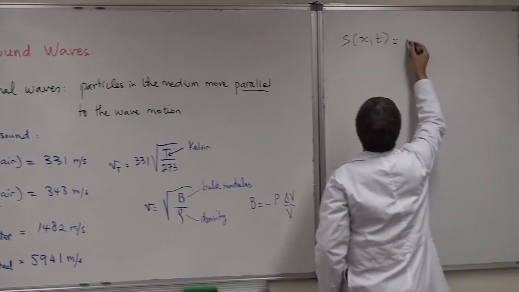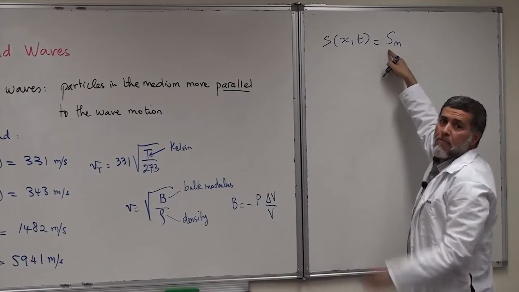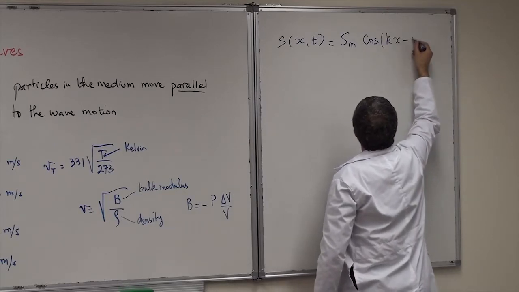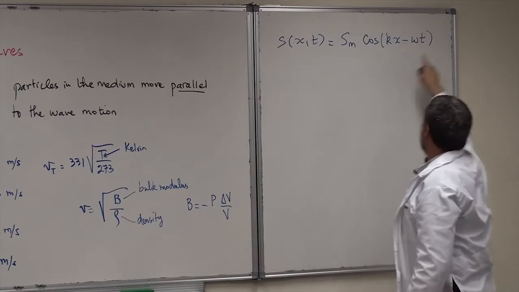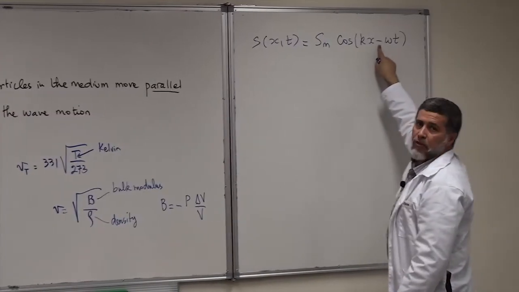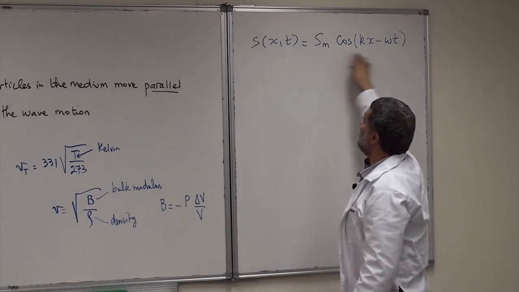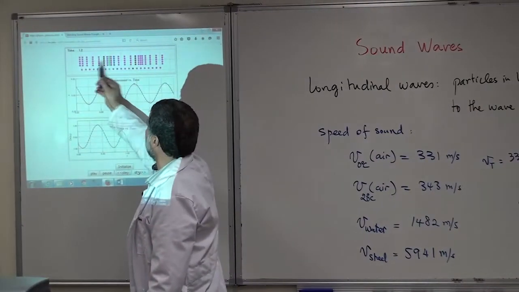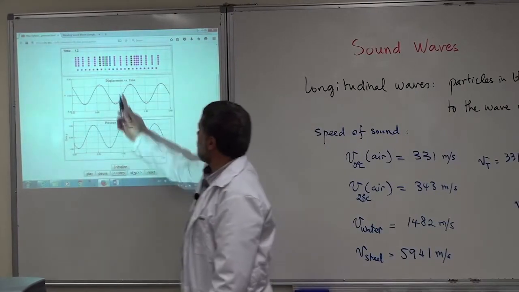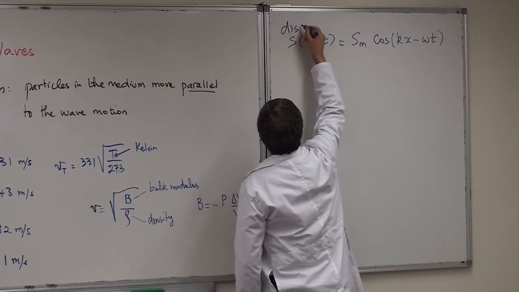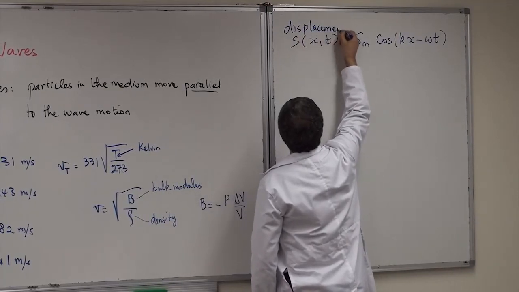So this will be equal to Sm, that's the amplitude, the maximum displacement, then cosine of kx minus omega t, which is a traveling wave. I'm assuming that the phase is 0 here and the wave is moving to the right, so I put a minus sign. So this is a sinusoidal wave. This is describing the motion of these black points, which are oscillating back and forth. This is the displacement versus time, and it is represented by that equation there. So this is S, the displacement of the particle.